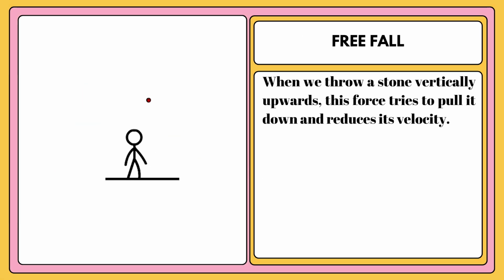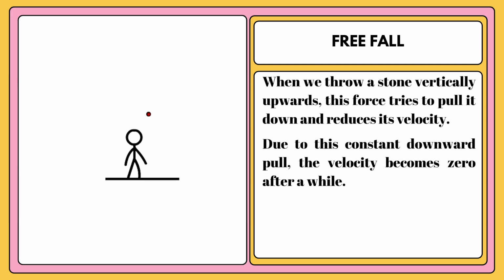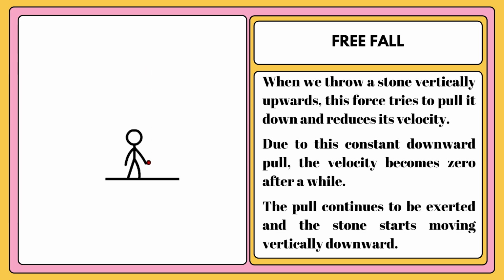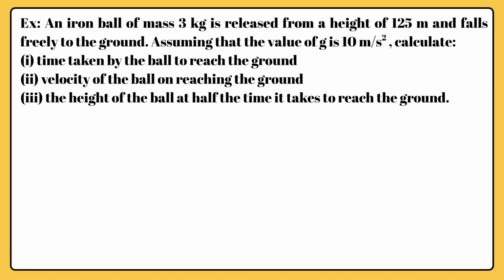When we throw a stone vertically upwards, the gravitational force tries to pull it down and reduces its velocity. Due to this constant downward pull, the velocity becomes 0 after a while. This point at which the velocity becomes 0 is the maximum height the stone can go up to. But the gravitational pull continues to be exerted and the stone starts moving vertically downward. So the stone, which was initially moving upwards, gradually slows down, reaches a point where its speed becomes 0 and then comes down. And as it comes down, its speed keeps increasing because of the positive acceleration provided by gravitational force. Let us look at an example problem for free fall now.